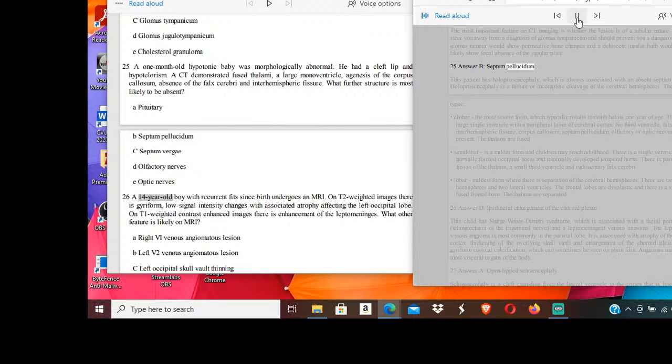Pellucidum. This patient has holoprosencephaly, which is always associated with an absent septum pellucidum. Holoprosencephaly is a failure or incomplete cleavage of the cerebral hemispheres. There are 3 types. Alobar, the most severe form, which typically results in death below 1 year of age.